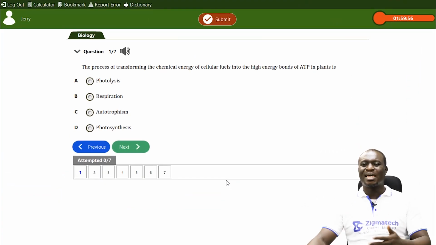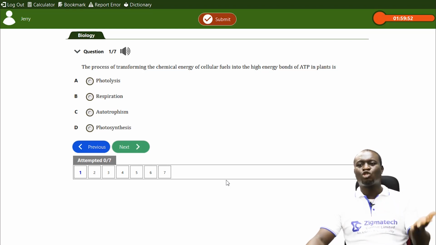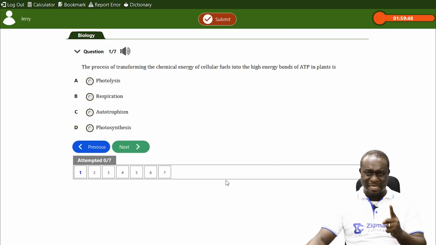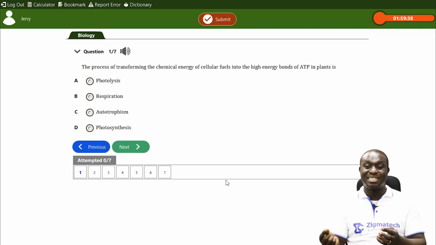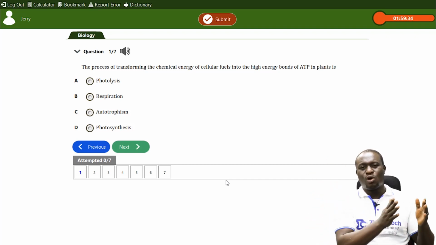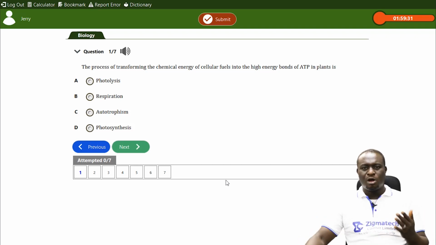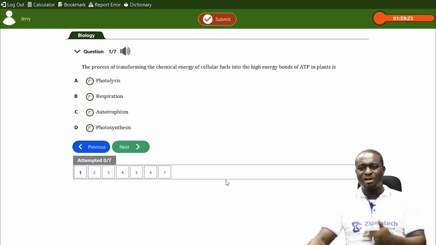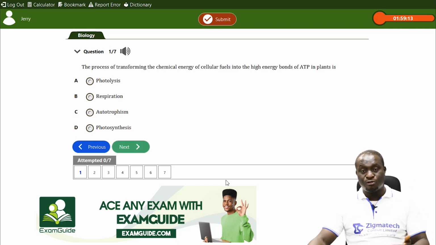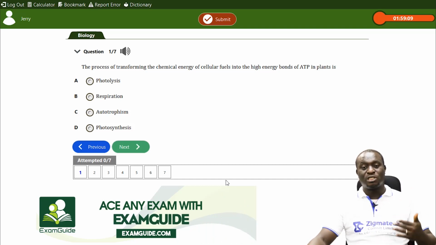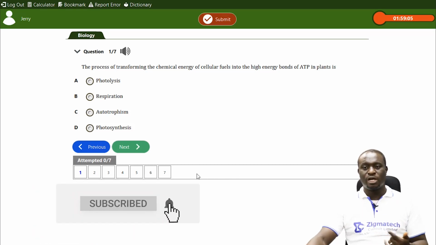Number one says the process of forming the chemical energy of cellular fuels into higher energy bonds of ATP in plants is, of course, not photolysis. Photolysis has to do with the splitting of water. In fact, it is using energy to split water into hydrogen ion and hydroxide ion. That's photolysis. Option B says respiration, and that is the correct answer. So producing the high energy bonds of ATP is what we call respiration in plants. And then C says autotrophism. Autotrophism has to do with plants manufacturing their own food. And then photosynthesis has to do with green plants manufacturing their own food in the presence of sunlight.